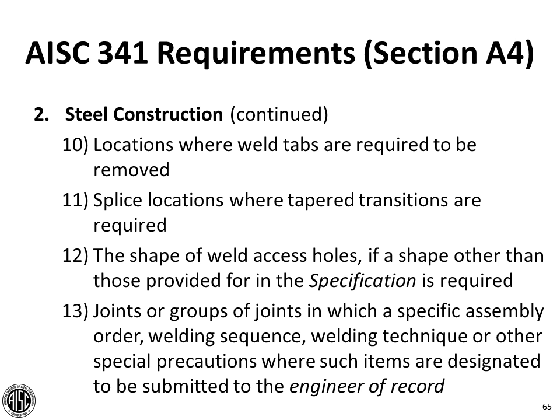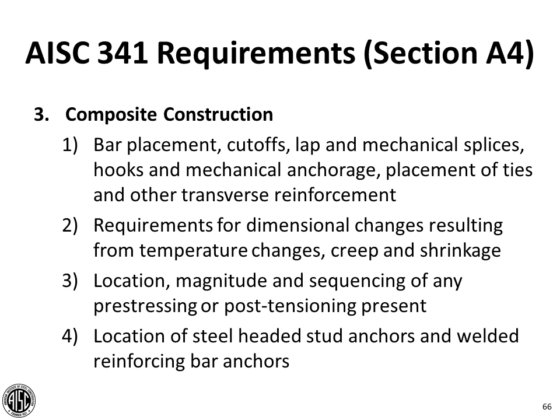The last one, item 13, is joints or groups of joints in which a specific assembly order or welding sequence is to be specified, and that information needs to be provided to the engineer of record. It might also refer to things where the engineer of record has elected to require things that are not specifically designated in the seismic provisions. And there may be, as Larry indicated, some very good reasons to deviate from that, but I think it represents something where the engineer has to make a conscious decision rather than simply, again, throwing up their hands and saying, well, we're going to require that everything be something or other.